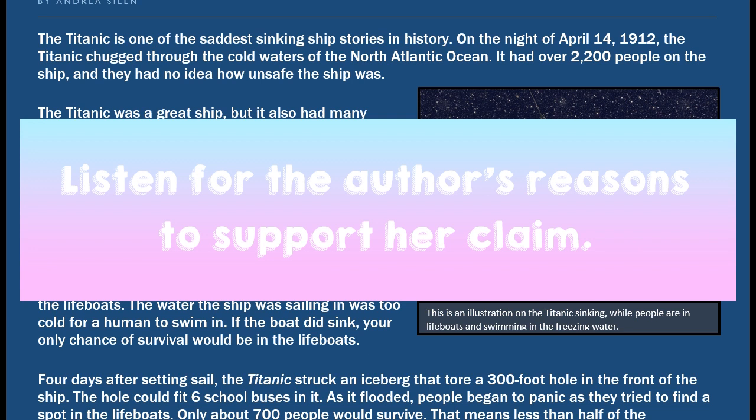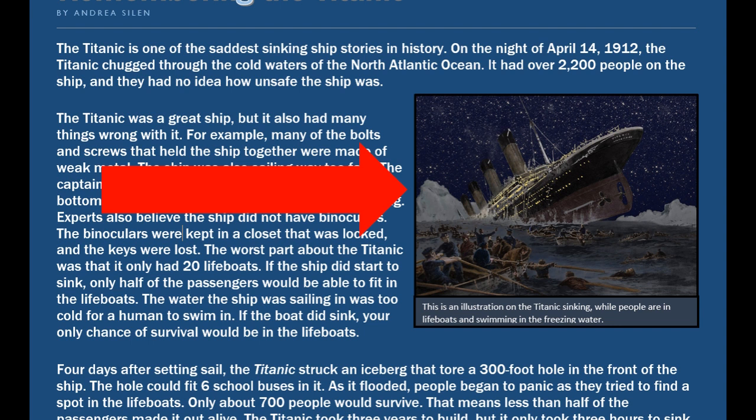And then also, a lot of authors use images, illustrations, diagrams, text features to support their claim. In this instance, it's an illustration that is not a real photograph, but is an illustration of what was actually going on when the Titanic sank. And we need to find out, is that picture supporting the author's claim about what she's saying about the Titanic? So we're looking at words that support it, but also illustrations and images in the text that support it too. So let's get reading. Remember, you're looking for that claim and the reasons that support that claim.